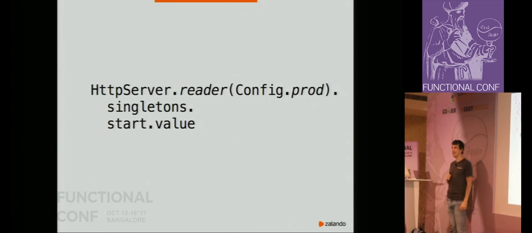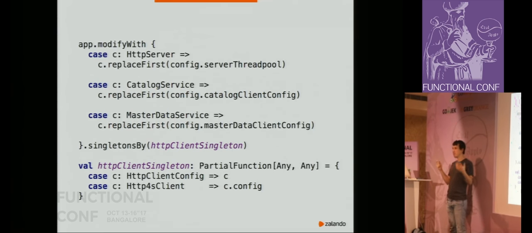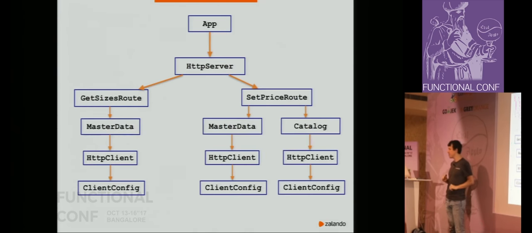Actually, in reality, it's slightly more complex than this, because some components have the same type, but they need slightly different configuration. So we have two operations, one called modifyWith, which is going to tactically modify the tree and put some configuration in some places, and the other one called singletonsBy, which is going to make singletons based on whether two components have the same configuration or not. Let's make it more visual.